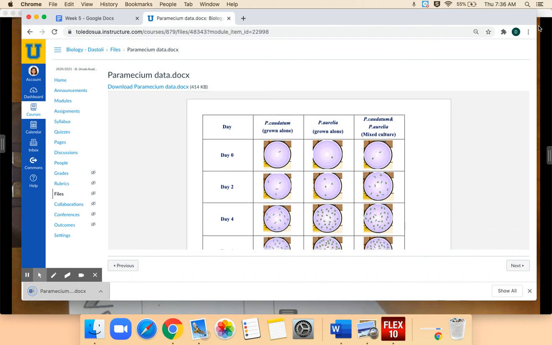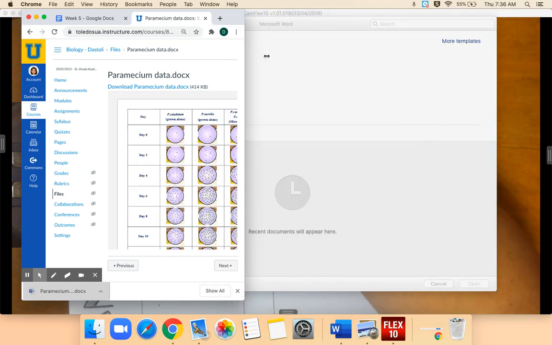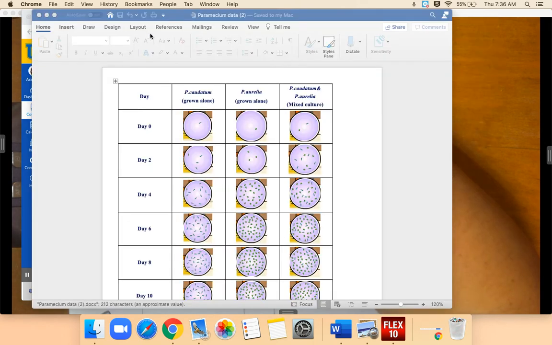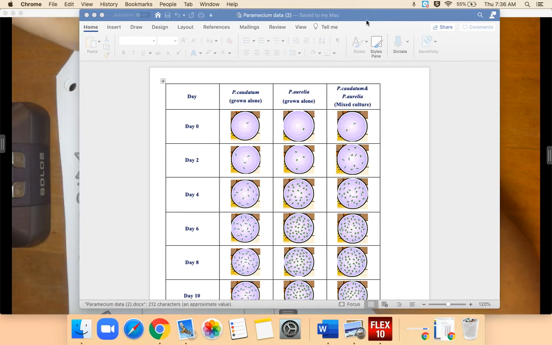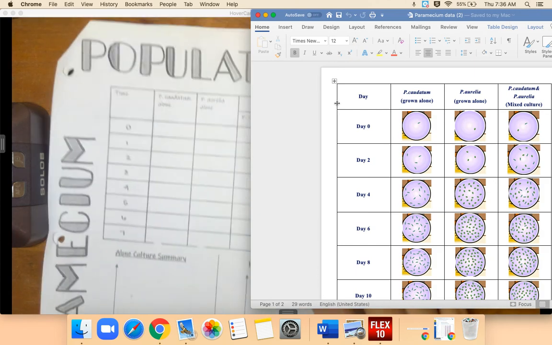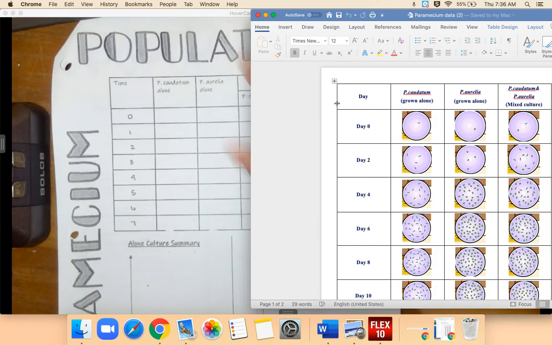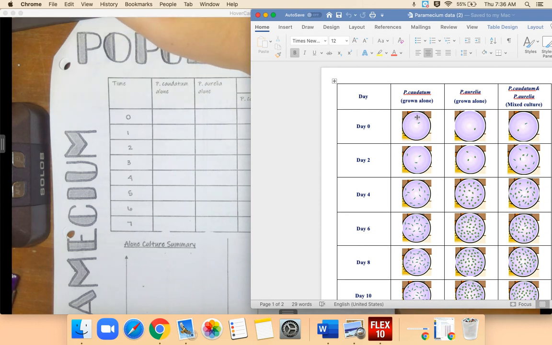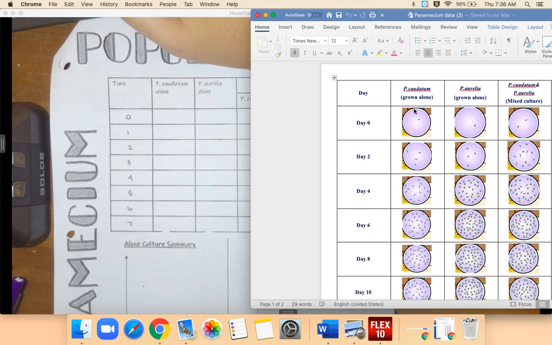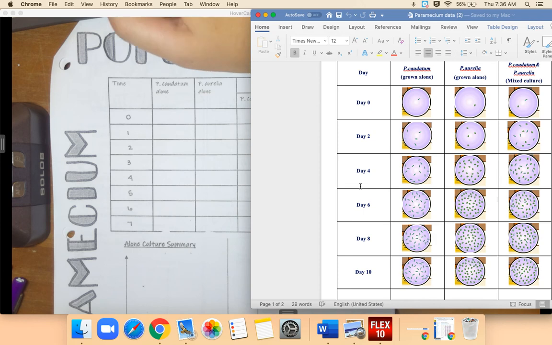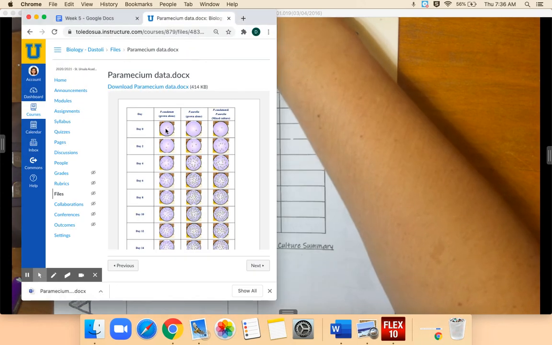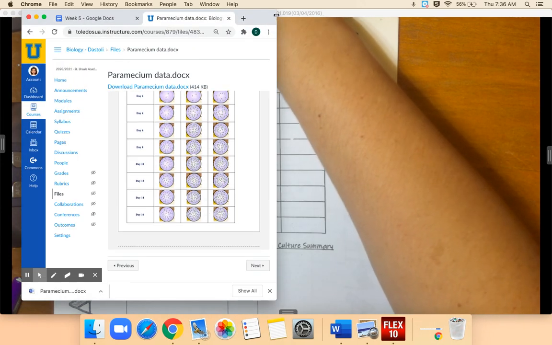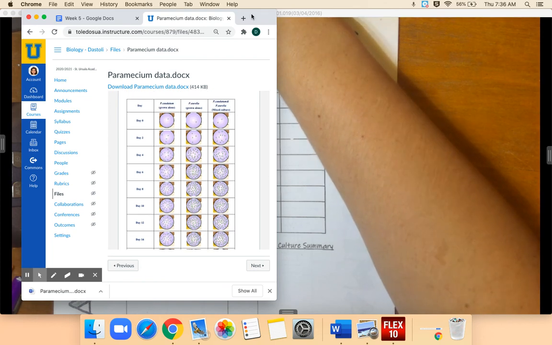So what you're going to do is use this Paramecium data to fill out this table. Essentially, you're going to count how many Paramecium, which we're going to call PC, unless you want to try to pronounce that. You're going to notice that there are some days where it looks like we're missing some data, but it's complete in here, so that's super strange, but okay.